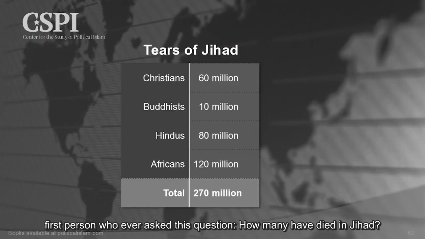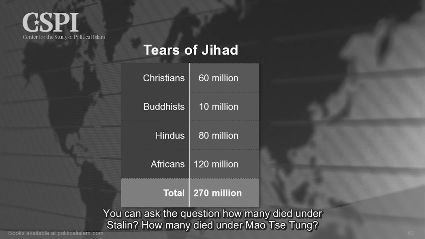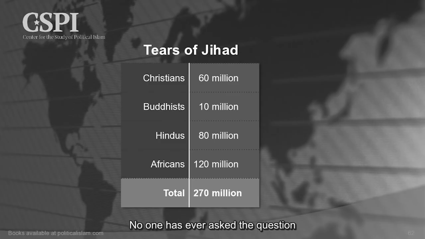On our next slide, I'm also the first person who ever asked this question. How many have died in jihad? Is this a reasonable question? Yes, it is. You can ask the question, how many died under Stalin? How many died under Mao Zedong? How many died under Pol Pot? How many died under Hitler? These are numbers that are well known. No one has ever asked the question, how many have died in 1400 years?